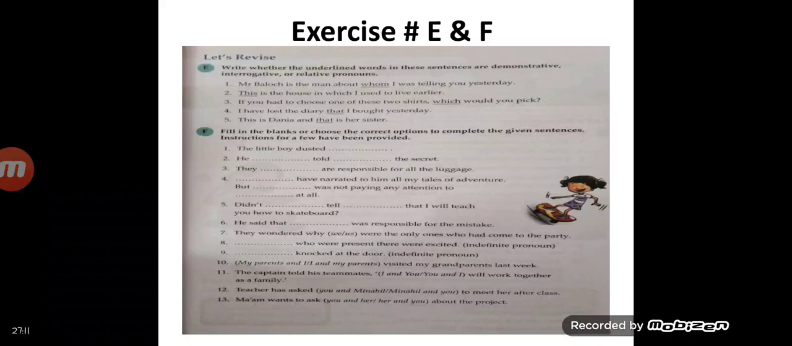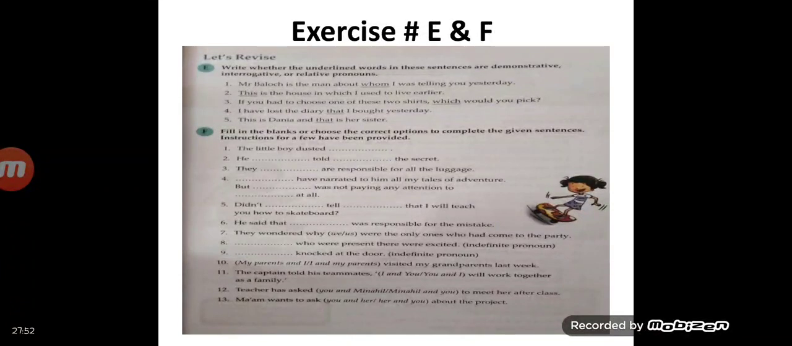This is the last exercise. Fill in the blanks or choose the correct option to complete the given sentences. Instruction for a few have been provided. First sentence is: the little boy dusted himself. He himself told me the secret. They themselves, S-E-L-V-E-S, themselves are responsible for all the luggage.